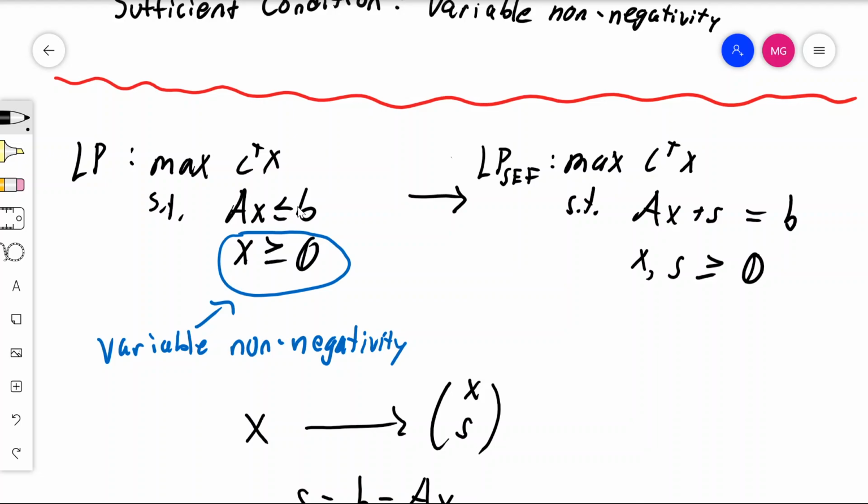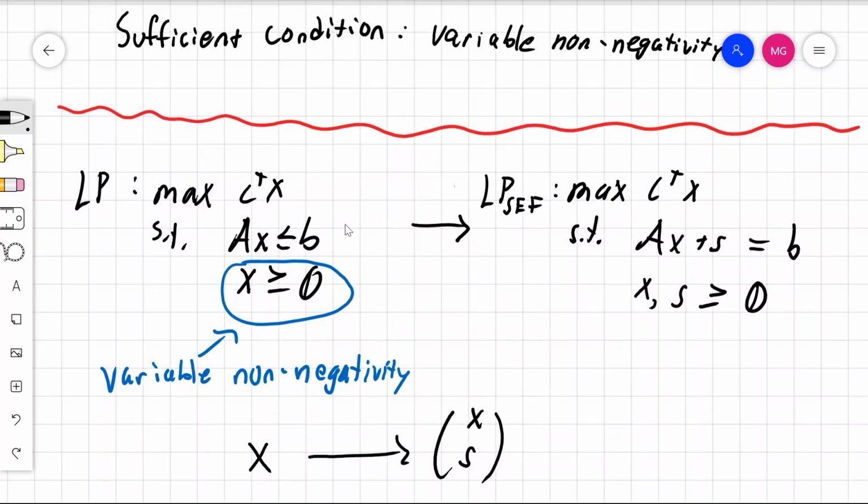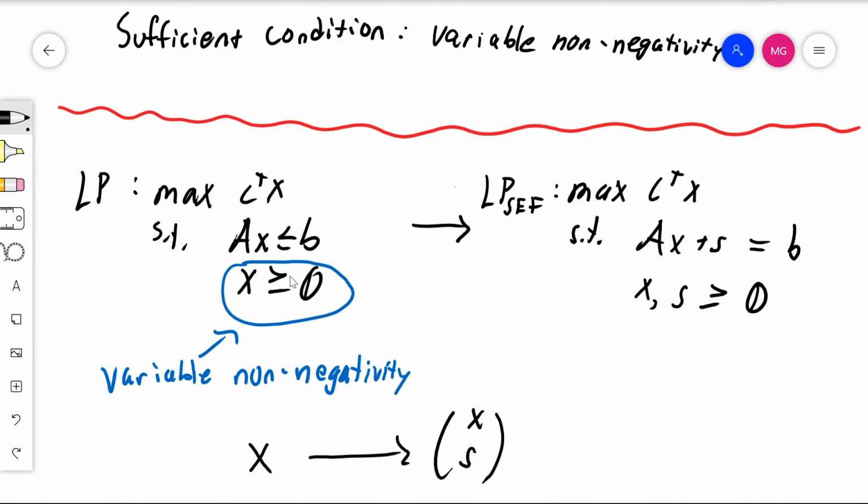But it's probably better that we explicitly write them out like this because they're related specifically to the variables, so they're kind of special in that way. All the other constraints are captured by Ax less than or equal to b, but specifically for the variable non-negativity constraints, we write those separately. And that's what we had in the prior video. We had those, and so that is what I'm claiming to be a sufficient condition in order to have this correspondence of extreme points of the original linear program to the extreme points of the SEF version of the linear program.